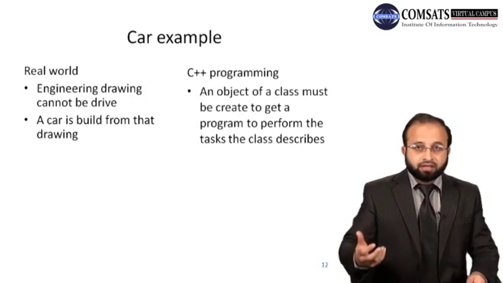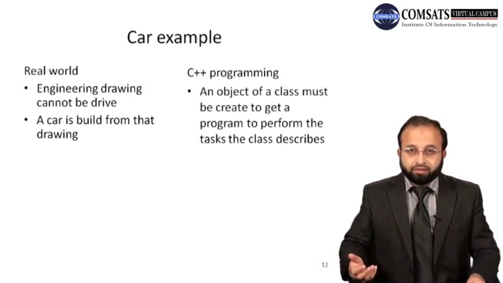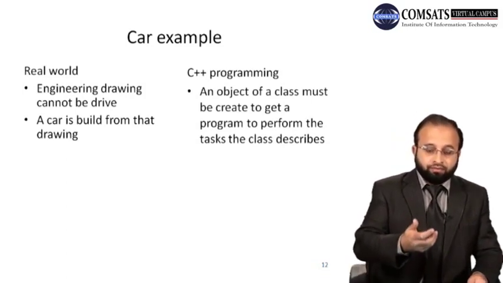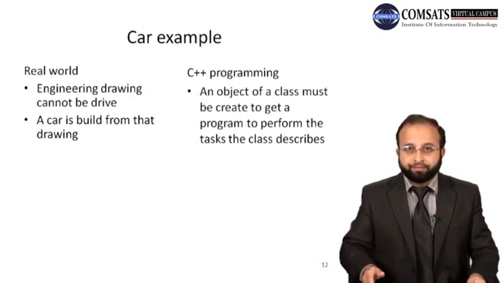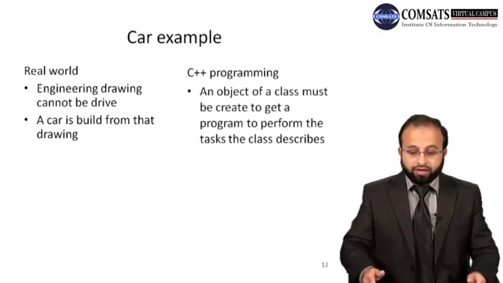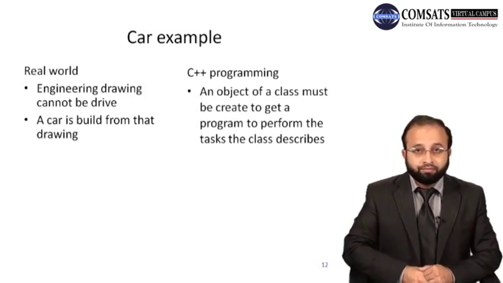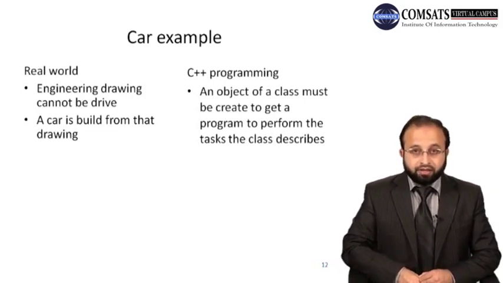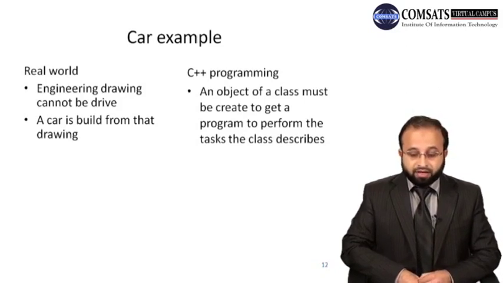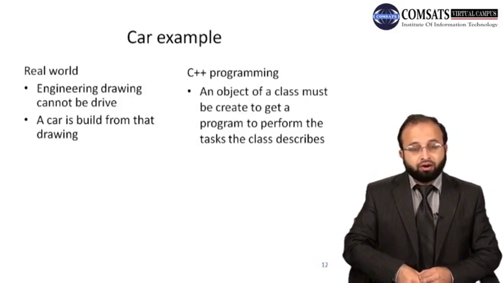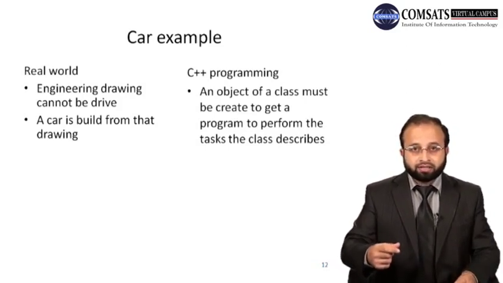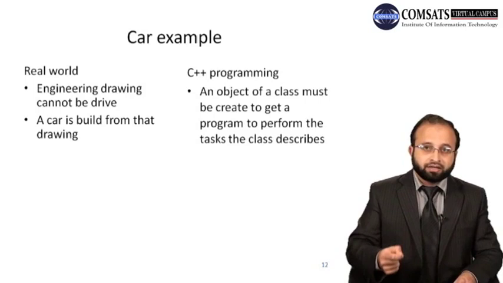So you can say that the car we have created with that engineering drawing is an object of the car engineering drawing, right? An object of a class, because a class is a group of functions that shows what task it performs. In programming language, an object of a class must be created to get a program to perform the task the class describes. In order to show what kind of task the class should perform in the program, you have to create an object of that class.